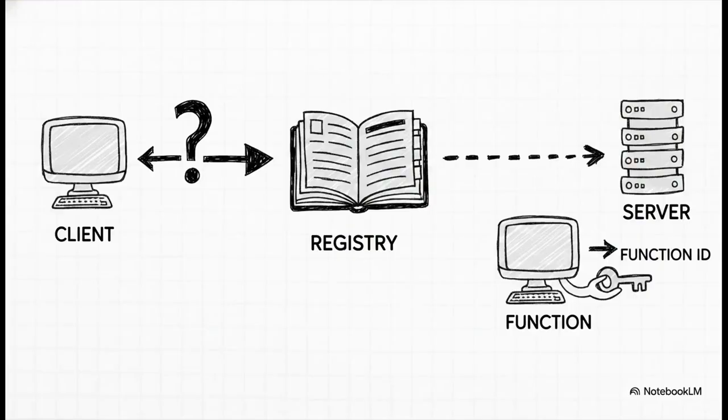So then, when a client wants to call one of those functions, it first goes to that central registry and asks, hey, who around here can do Func1 for me? The registry points it to the right server. The client then connects directly to that server, gets the specific function ID it needs, and saves all that info. Now it's locked and loaded, ready to make calls.